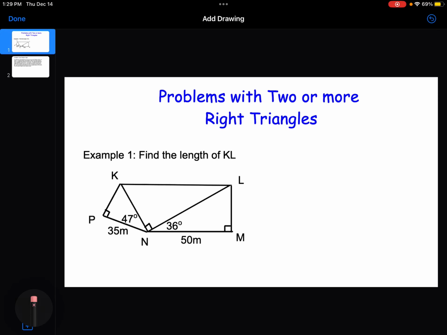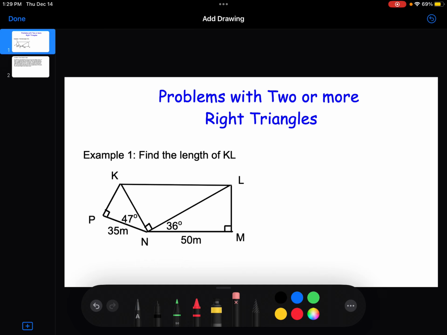When we're looking at triangle questions that have two or more right angle triangles, we're always going to be using SOHCAHTOA. But what we need to recognize is that we need to make sure that we're looking at where we can make two triangles connect to each other. So this question's asking us to find KL, which we'll call X.